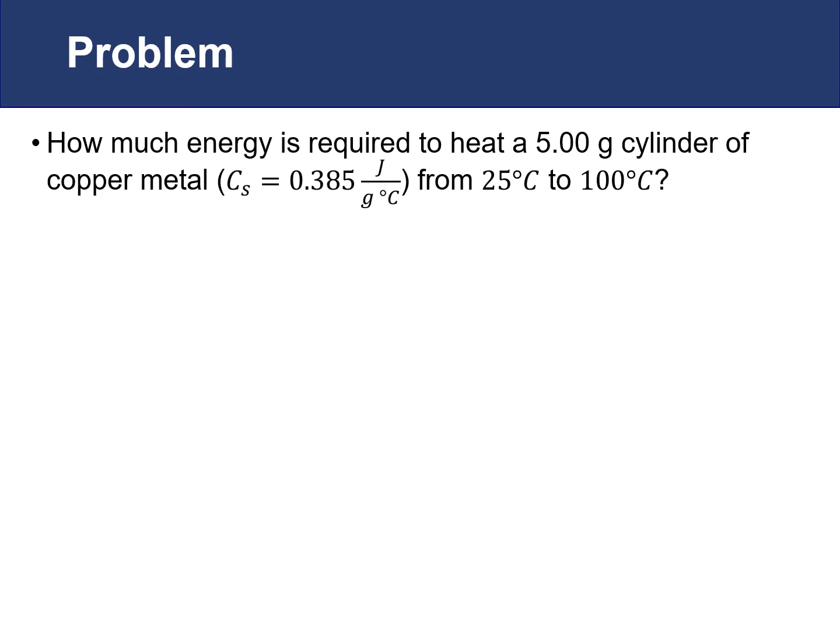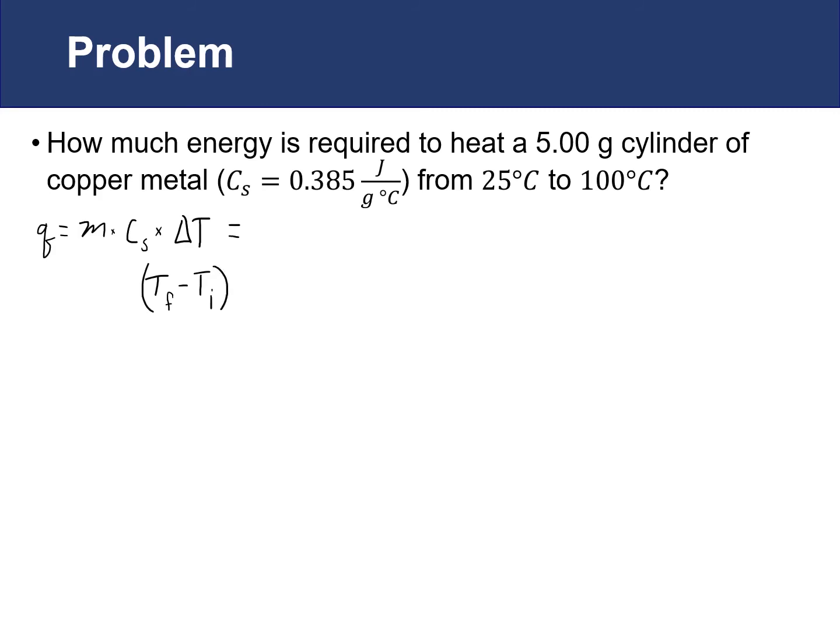So now let's look at a problem dealing with our heat capacity. We're interested in determining how much energy is required to heat a 5.00 gram cylinder of copper metal from 25 degrees Celsius to 100 degrees Celsius. So we're going to be using our specific heat capacity equation, which is our heat is equal to the mass times our specific heat capacity times our change in temperature. Anytime you're talking about a change in temperature, you're talking about the temperature final minus the temperature initial.